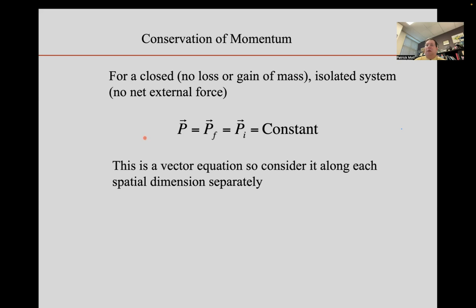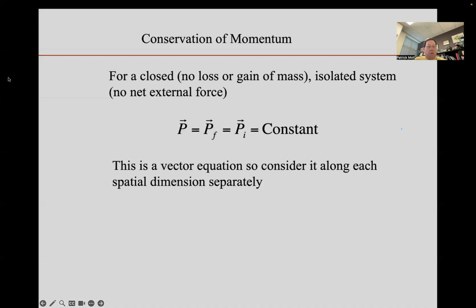So delta P is zero, so P final equals P initial. We need to remember that that is a vector statement. So it holds along possibly each of the three spatial coordinate directions. There's also the possibility that you could have a system that's isolated along one axis, but is not isolated along a different axis because, say, for example, gravity is acting along that additional axis. So keep that in mind.